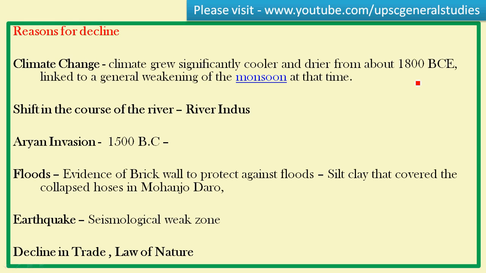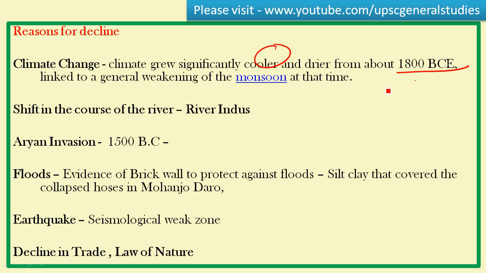There was no certainty in pinpointing a particular reason; almost all the experts disagree on a single point, so there is ambiguity in these reasons. First reason is climate change. The climate at the time of 1900 to 1700 BC started showing variations. The climate grew significantly cooler and drier from about 1800 BC, linked to a general weakening of the monsoon at that time. A cooler climate does not attract monsoon winds during post summer seasons.